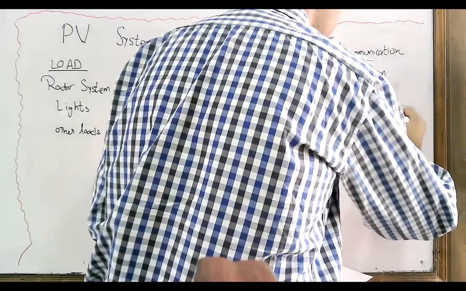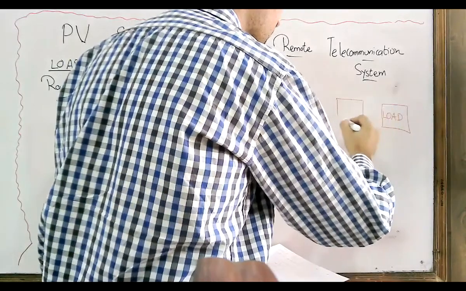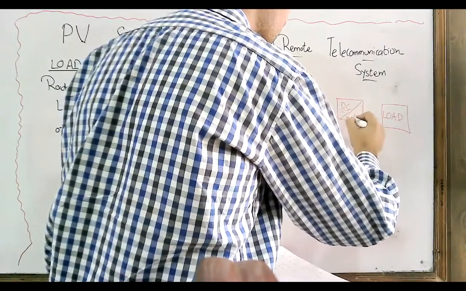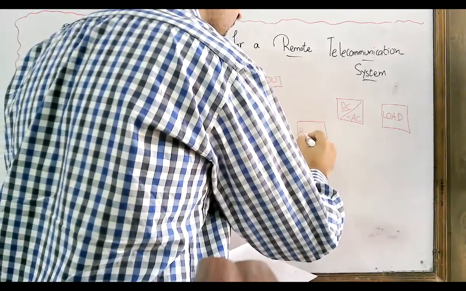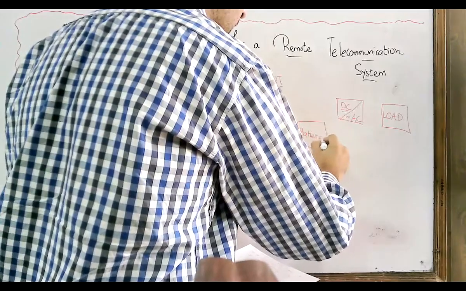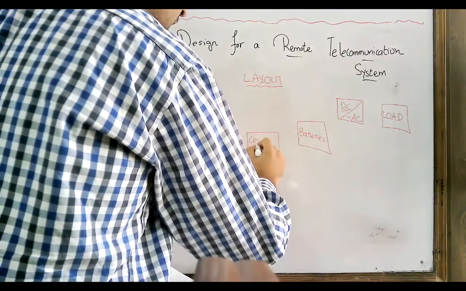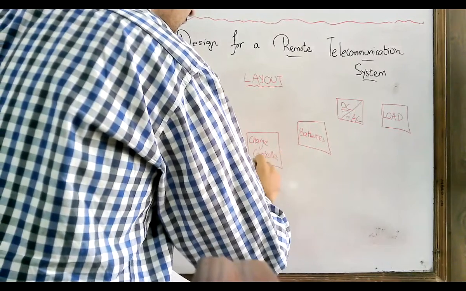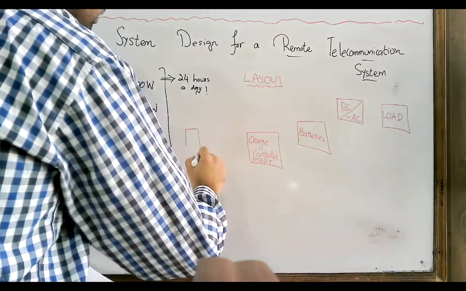So let's say here you have the load. Then you will have an inverter, which is a DC to AC inverter. Then you will have some batteries. Then you will have a charge controller. I recommend you use an MPPT charge controller. And then you will have the solar panel.